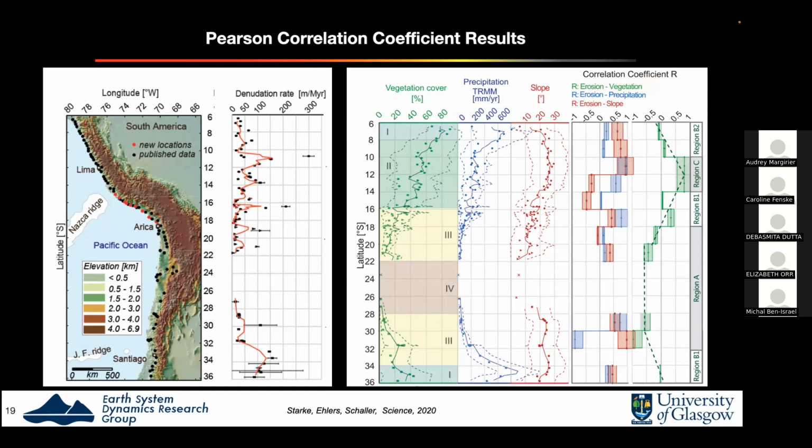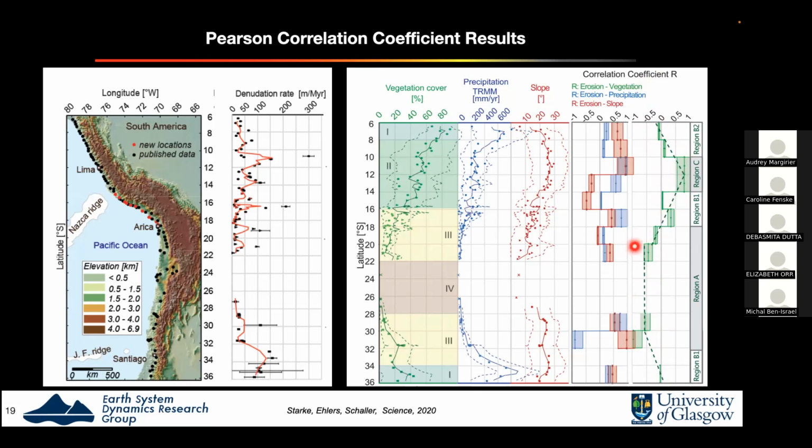And what I want to emphasize here is that the relationship between erosion rates and vegetation that you see in green here varies systematically with latitude. So we have 0 correlation shown down the middle here. And if you're in the Atacama region here, you have an inverse correlation, meaning that if you have higher vegetation, you have lower erosion rates, or inversely to that.